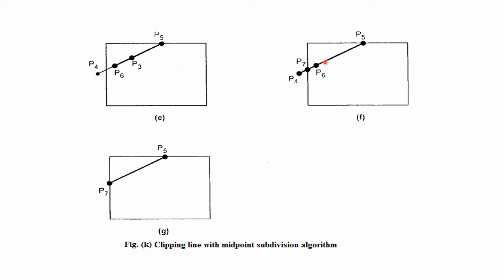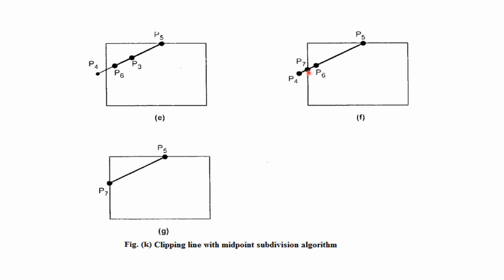Now with the P3 point we have found the midpoint P6. So here with the help of this point P4, we will not ignore this point. We will take this point P4 and this point P6, and find out its midpoint. So it will lie somewhere here on the boundary of this window, which we named as P7. So finally we have got this point P7 which is lying on the boundary of the window.